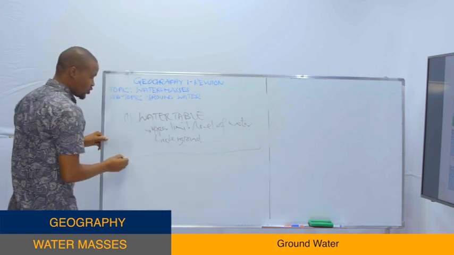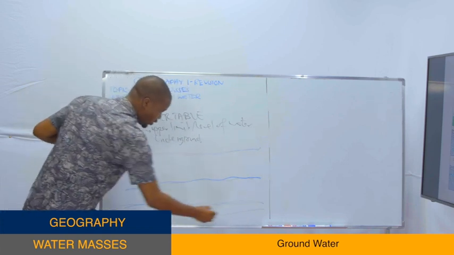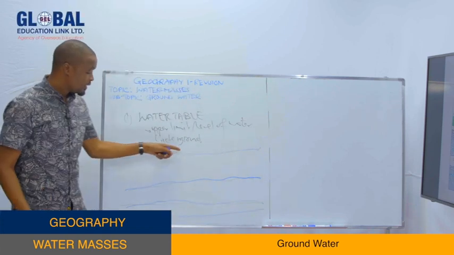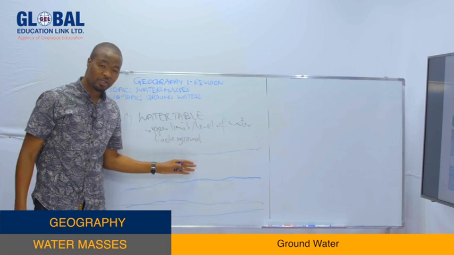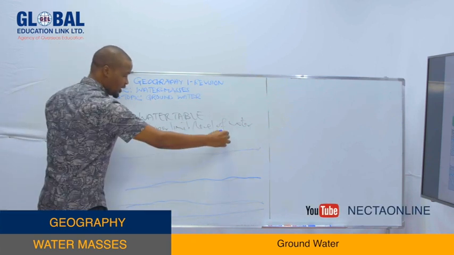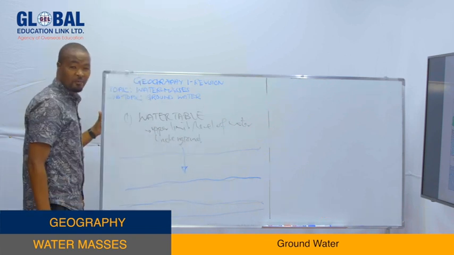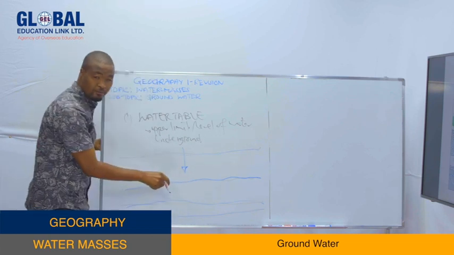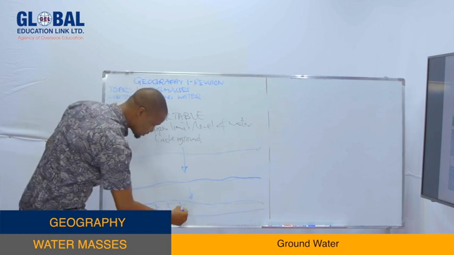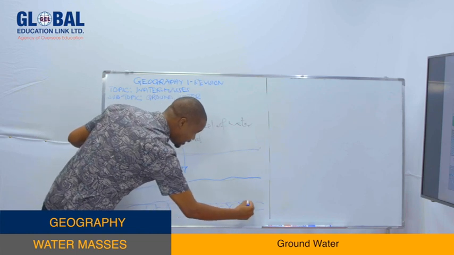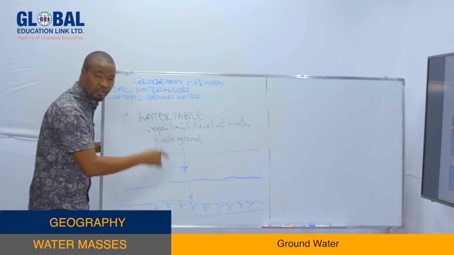Okay, let me draw this so you can understand. Let us take this as an example right here. We know that when water enters the ground from above, it passes different types of rocks. So let's say there is rainfall right here at the top of this land. Now we are talking about the movement of water underground. So water will move to the point where sometimes it may find a hard rock, this one, which will prevent the further movement of water underground.